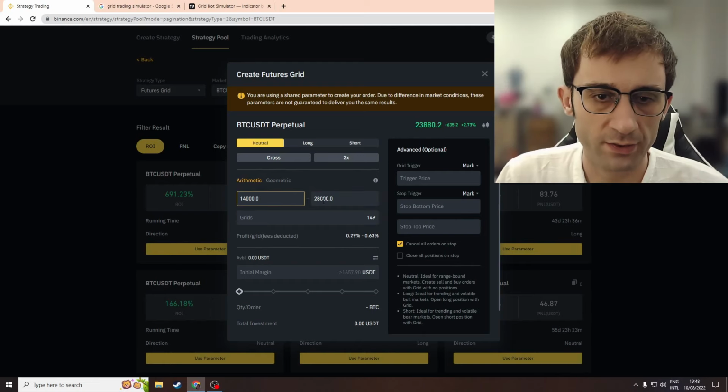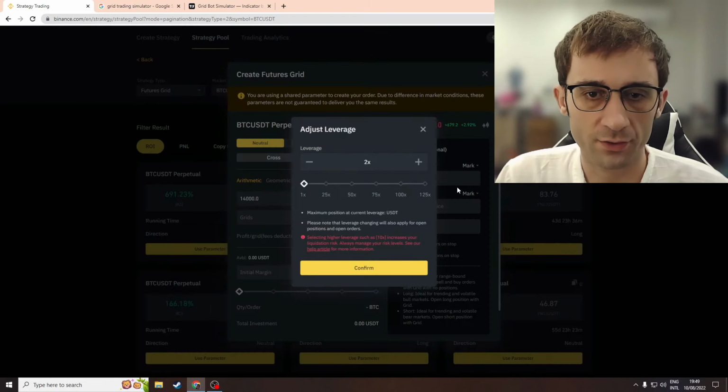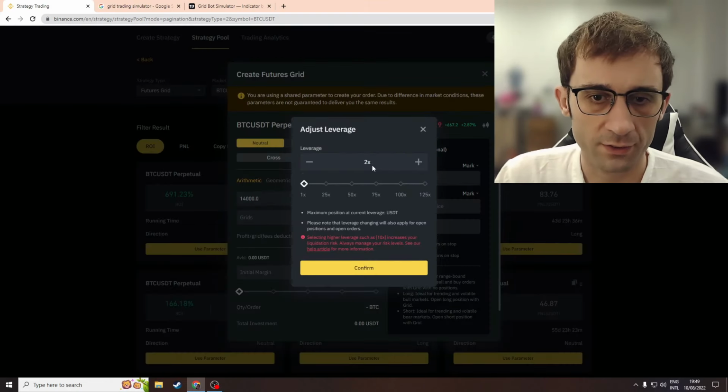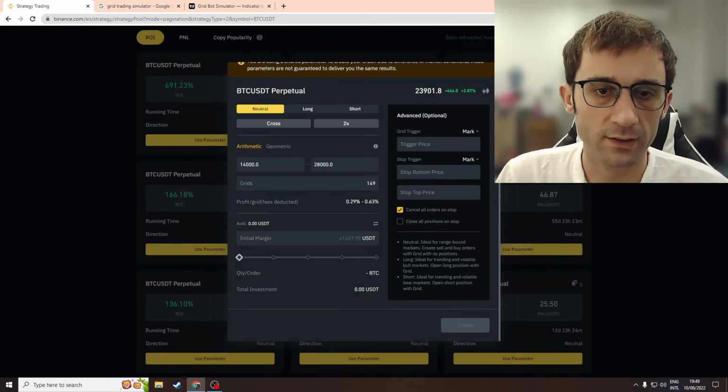So if the price goes above 28,000, we can cancel this futures grid, and then we can set up a new futures grid for a new price range. If it goes below, we can just wait, because we're pretty confident that Bitcoin will definitely return higher than 14,000. The important thing here is be sure to not use more than 2x leverage, because if you use more than 2x leverage, you're facing the risk of becoming liquidated on your trade, and that would not be good. I don't want you guys to get liquidated.